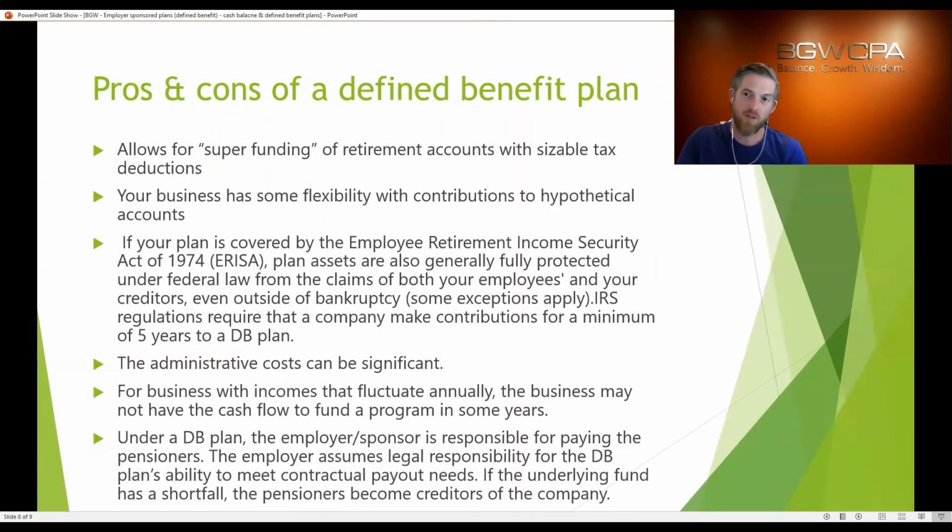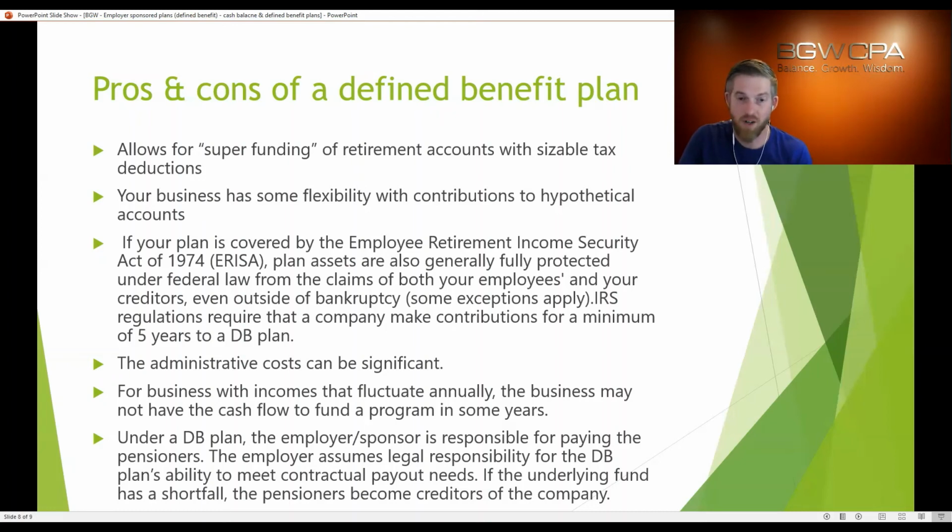So what are the pros and cons of using a defined benefit plan? Some pros are it allows for superfunding of retirement accounts with sizable tax deductions. As you saw in the example that we went through of the client that I'd worked with, they received almost $230,000 of tax deductions that went primarily to the benefit of the owner. The business has some flexibility on the contributions to the hypothetical accounts. And then if the plan is covered by ERISA, the plans are generally fully protected under federal law from the claims of both your employees and creditors, even outside of bankruptcy.